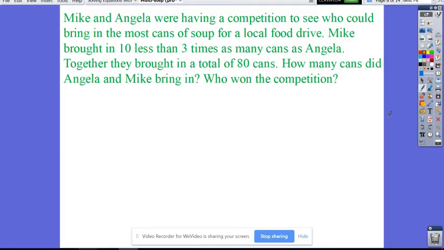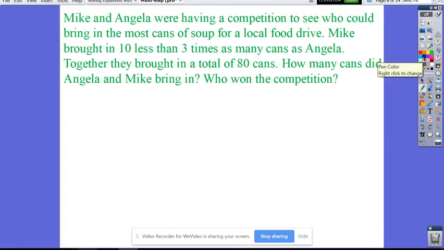We'll do just a couple of word problems, some practice writing word problems. Mike and Angela were having a competition to see who could bring the most cans of soup. Mike brought in 10 less than 3 times as much as Angela. Together they brought in a total of 80. How many cans did they bring in and who won the competition?